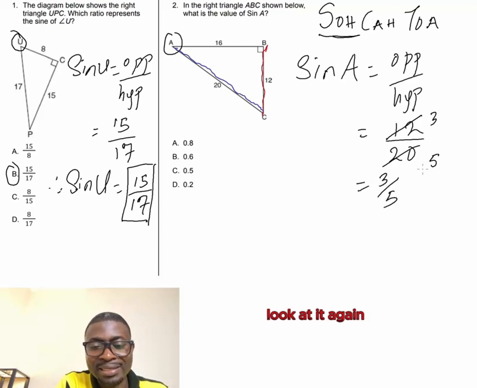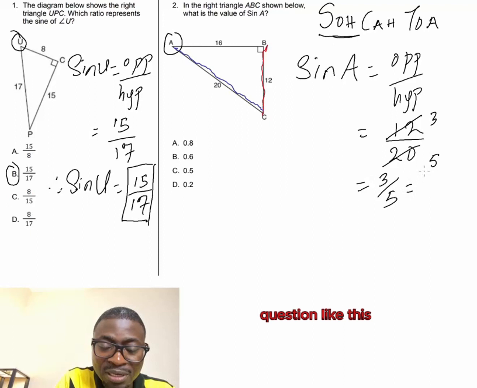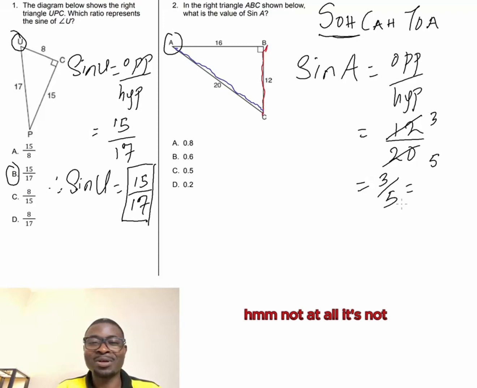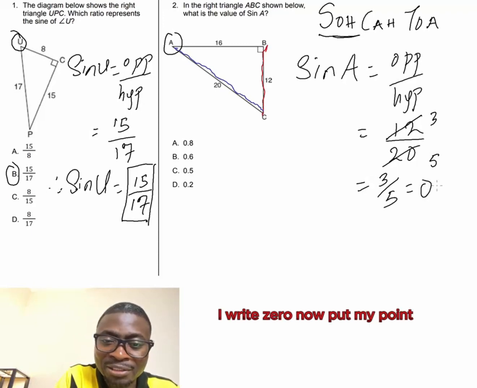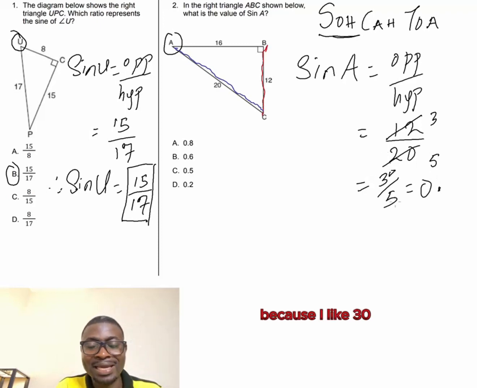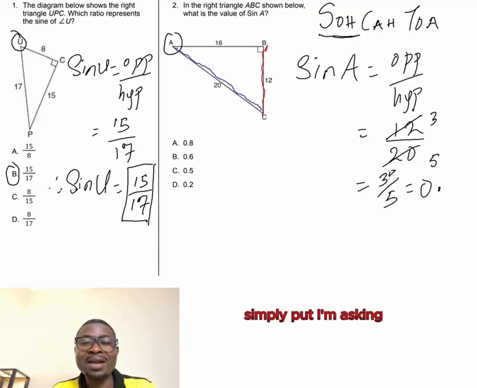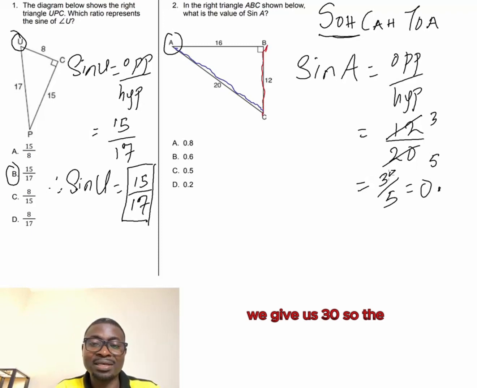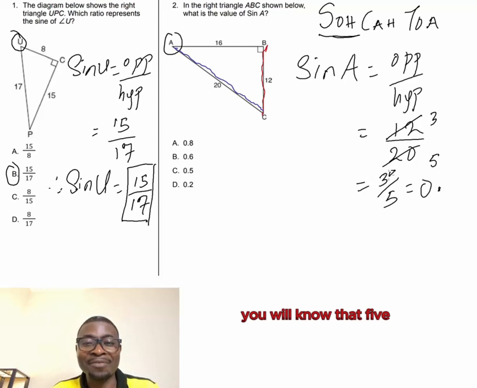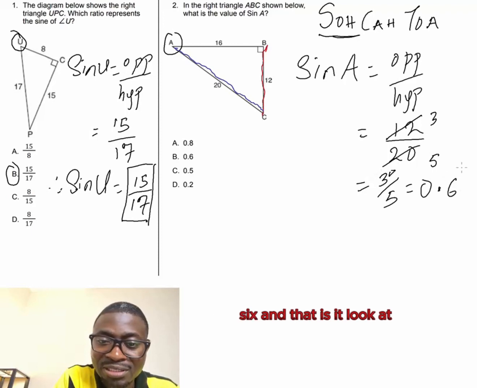But this is still a fraction, so I'm going to write it in decimal. I'll ask myself, how many 5s do I have in 3? It's not possible. So I'll write 0, then put my point. I add 0 here, and it becomes 30. Now, how many 5s do I have in 30? Simply put, 5 times what number will give us 30? If you are familiar with your multiplication table, you will know that 5 times 6 is 30. So it's going to be 6.